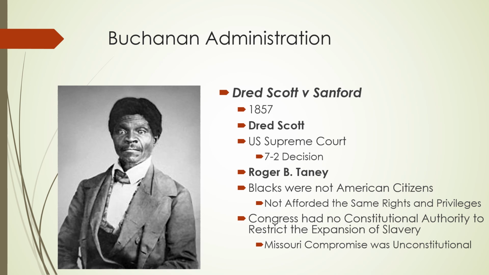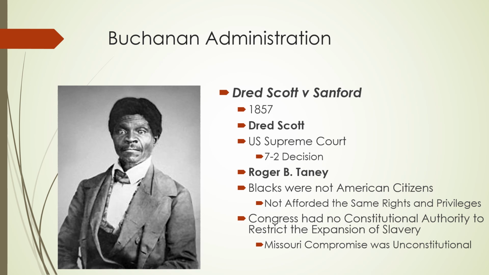In other words, the whole reason that Dred Scott said, I was in a slave state and then we moved to a free state, all of that was based on the Missouri Compromise. And Chief Justice Taney says Congress didn't have the authority to decide where slavery could go and where it couldn't. That was a state issue. It wasn't up to the U.S. Congress to decide that.